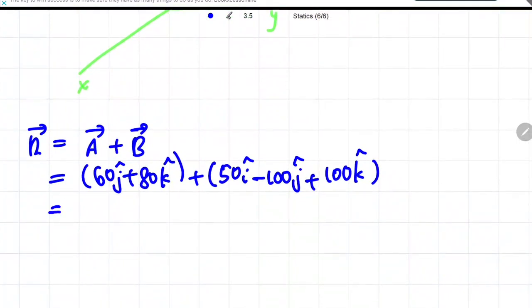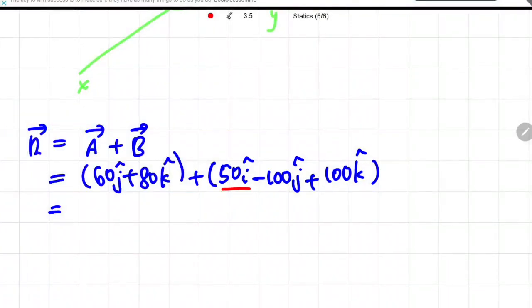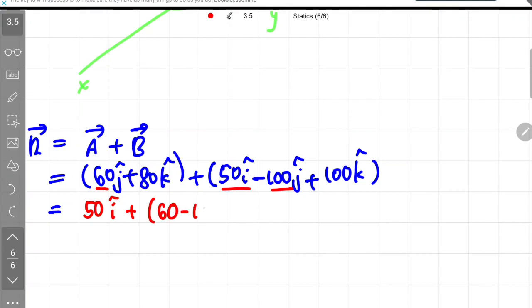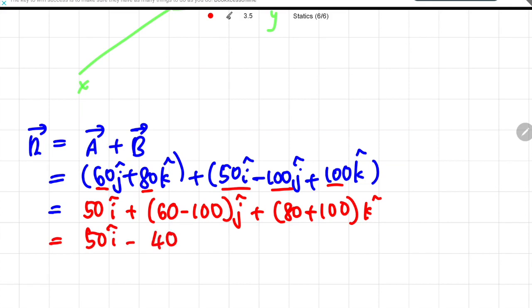Now, bila kita nak solve the Cartesian vector equation, kita kena solve ikut direction dia. So, first kita tengok dekat i. i cuma ada 50i sahaja. So, you put 50i. And then for the j direction, there are 60j and also negative 100j. So, 60 minus 100 in the direction of j. And then along the k direction, ada magnitude 80 and then plus 100. So that is the value along the direction k. Okay, you sum up the magnitude according to its respective direction and you will get a vector equation of 50i minus 40j plus 180k.